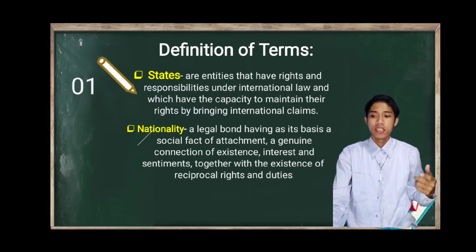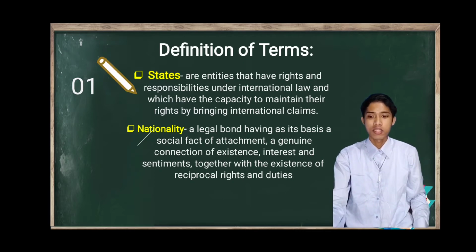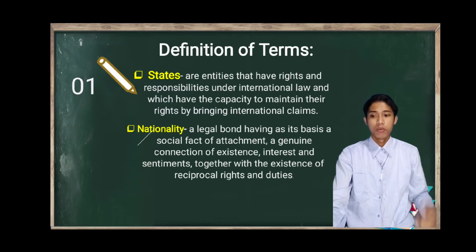Your nationality is the country you came from. A person's nationality is where they are a legal citizen, usually in the country where they were born.